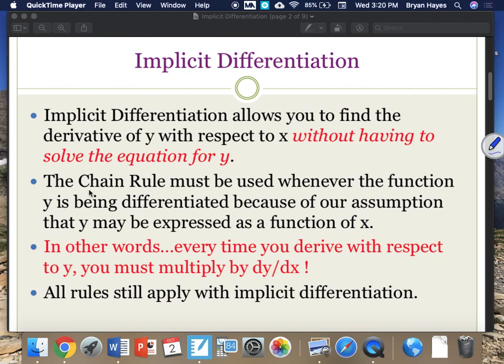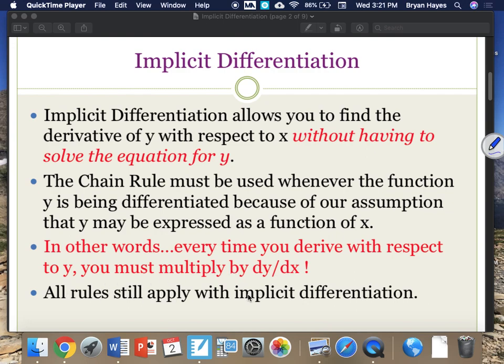The big rule that we'll use all the time when we're doing implicit differentiation is the chain rule. This must be used whenever the function y is being differentiated. So anytime you're deriving a term involving y, the chain rule is going to be in play because of our assumption that y may be expressed as a potential function of x. In other words, every time you derive with respect to y, you must multiply that derivative by dy/dx, the derivative of y with respect to x. And you'll see this happening as I'm modeling examples.